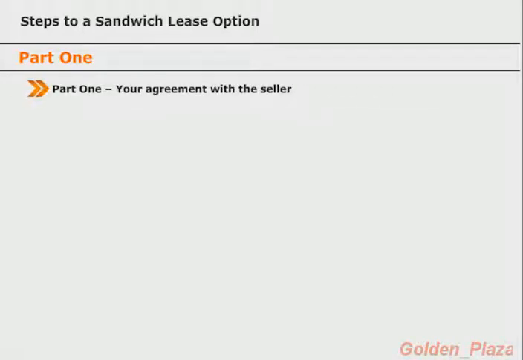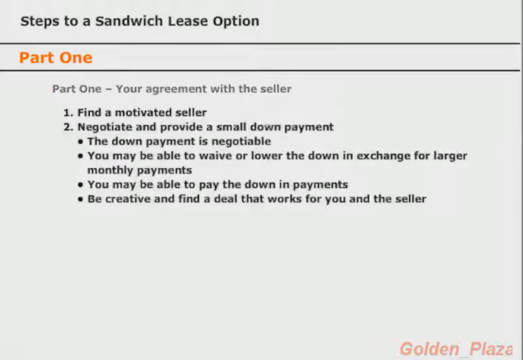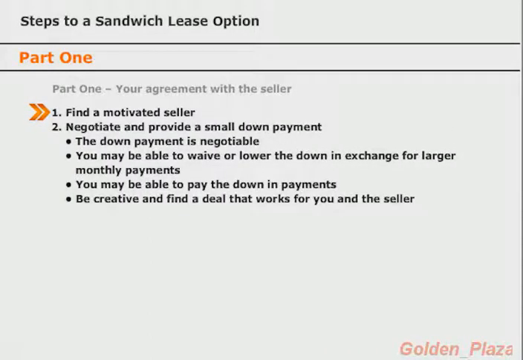The first is your agreement with the seller, and the second is your agreement with the tenant buyer. The first thing you need to do is find a motivated seller who is willing to enter into a lease option with you. Then, through negotiation, provide a small amount down. Now, traditionally, your down should come up front, but as with anything else, that is negotiable.